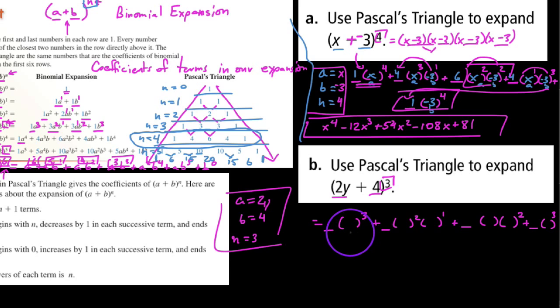And so we're going to go put in now a, b, a, b, b. We're going to go put all these in. So we say our a here is 2y. So we say 2y, 2y, 2y, 2y. And then our b term here is 4, 4, and 4. So now we just need our coefficients.